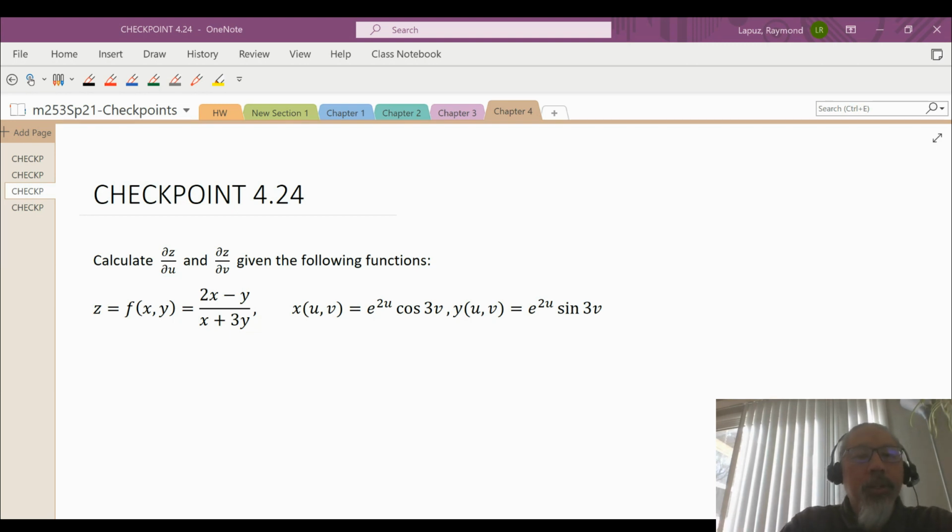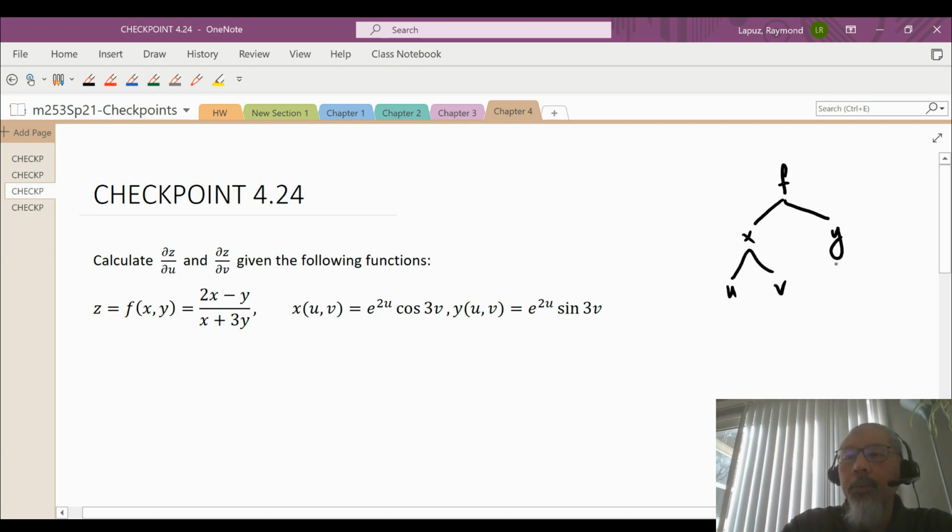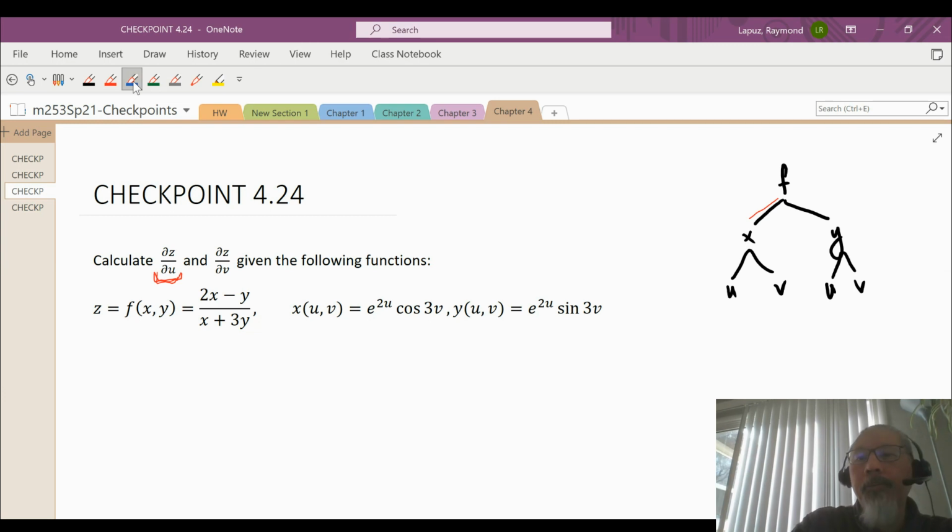These are compositions. We want derivatives of composition, so we will need the chain rule. And the chain rule will be useful to have a tree involved. Our tree will have f on top as a function of x and y. x is a function of u and v, and y is a function of u and v. And so to get these derivatives, we would follow paths from the z or the f down to the u or the v. So our first path would be the partial of f with respect to x.